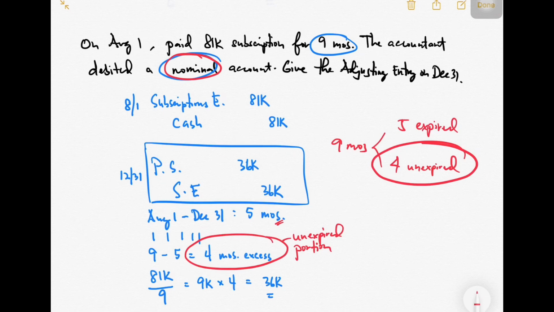Again, let me just stress that you don't need to always prepare the initial entry. You only prepare it to facilitate the pro forma in the adjusting entry. But once you are used to the entries, you can just go straight to the adjusting entry. And then remember that when you are doing the asset method, you are concerned with the expired. And then when you are using the expense method, you are concerned with the unexpired. And that's it for this video.